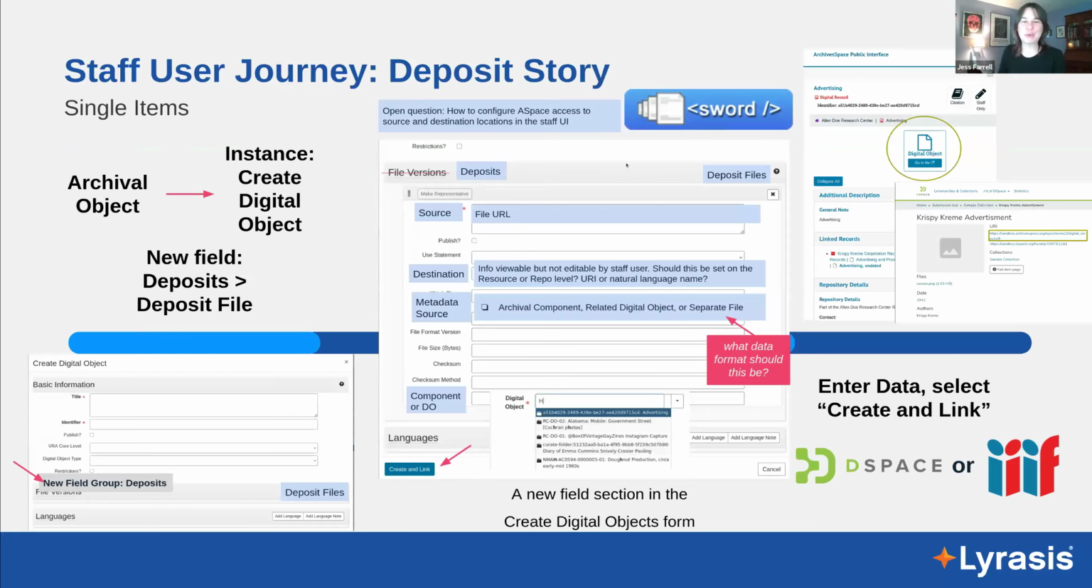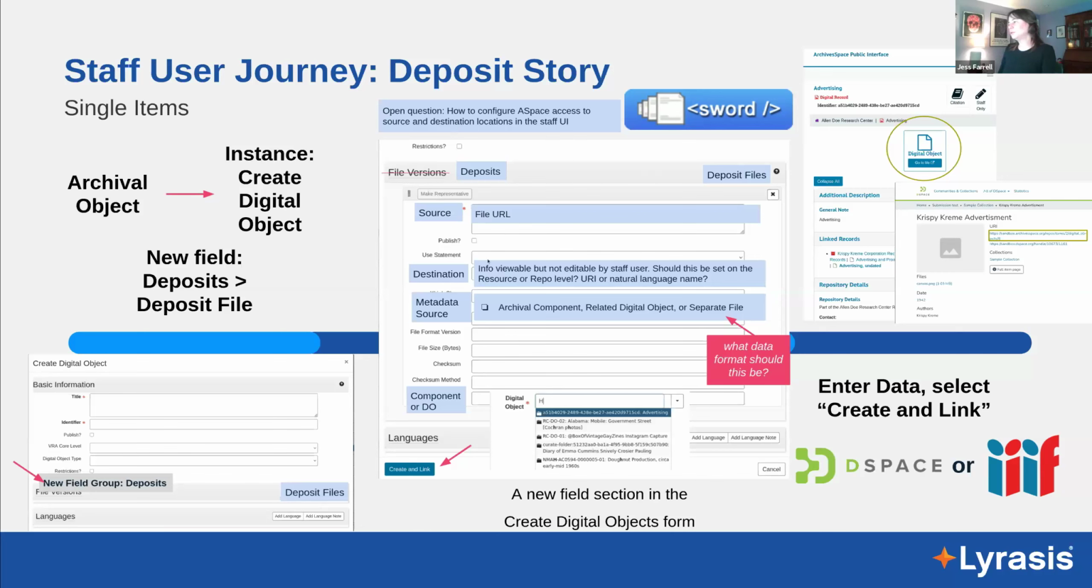Okay, moving on, moving very quickly because I hope I'm going to have enough time to hear a lot from you guys and talk. But the staff user journey for deposits, this one is just for single items. So we're looking here at starting with an archival object, again, going into instances and creating a digital object there. And then there would be a new field group proposed for deposits. That's where the user journey would start.